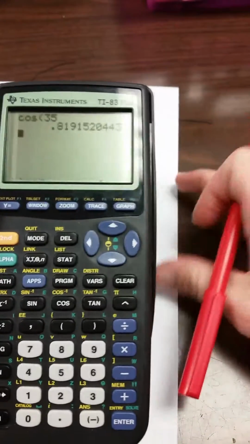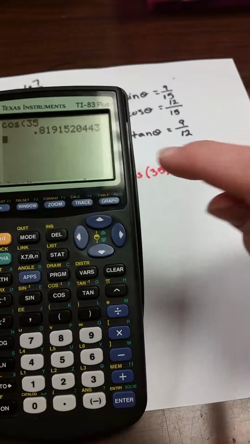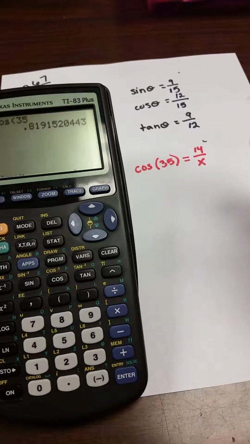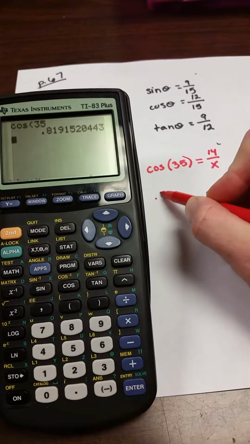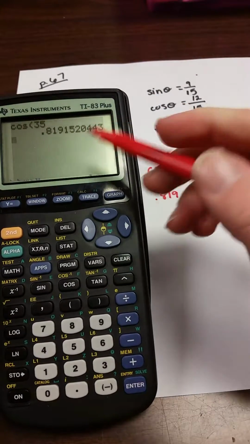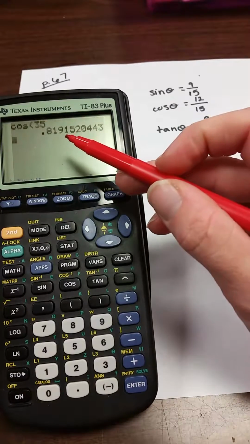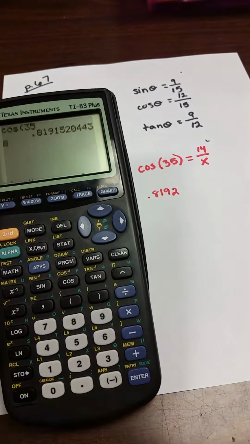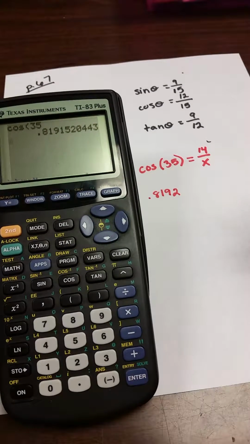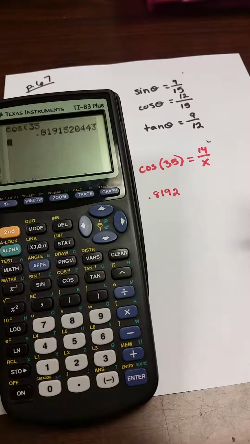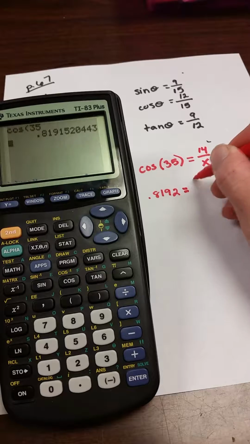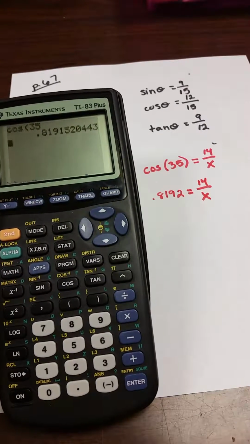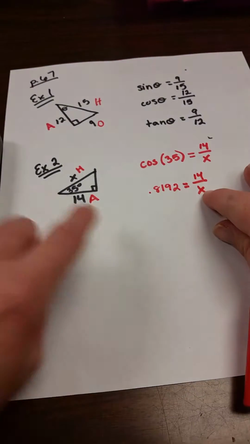To make our answers be as exact as possible, we're not going to copy all of those decimals, but I do want you to copy 4 of them. So we're going to put 0.819, and since after this one is a 5, we're going to round that 1 up to 2. So 0.8192. Just always use 4 decimal places when you're dealing with trig functions. Equals 14 over x. Okay? All right, so now we need to solve for x.